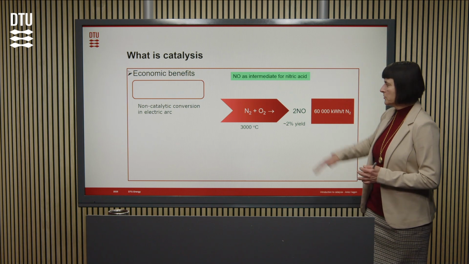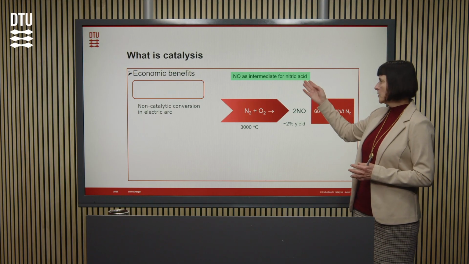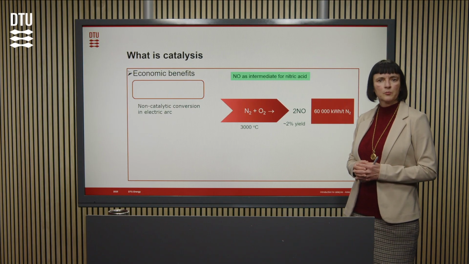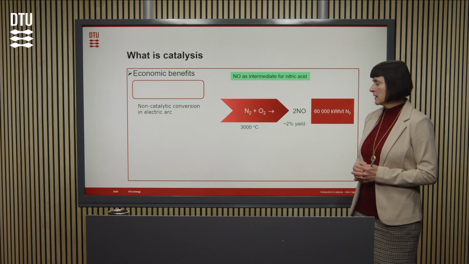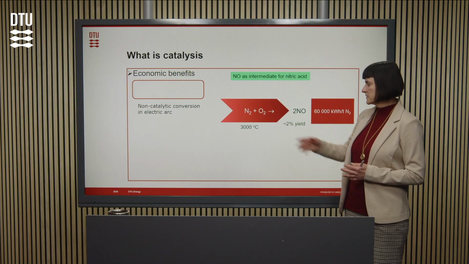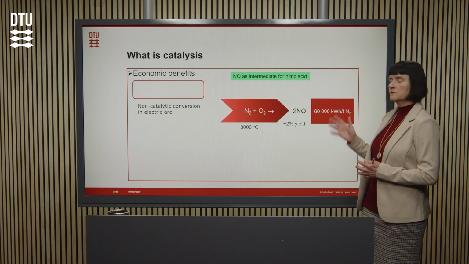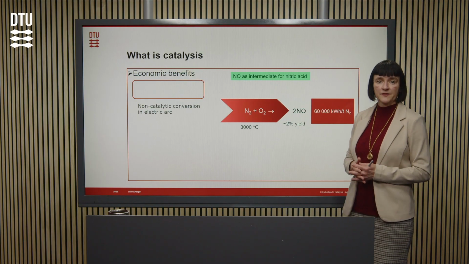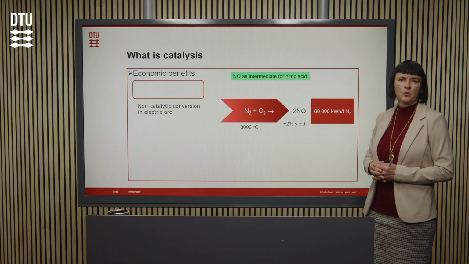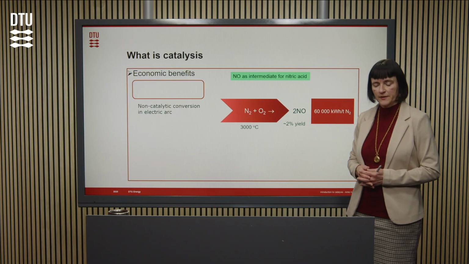For example, we would like to have nitrous oxide as an intermediate towards nitric acid, a very important chemical in the industry. You can do this without a catalyst. Then you react nitrogen and oxygen. You have to go to very high temperatures in an electric arc. You use a very high amount of energy, and you get only a very small yield, only 2% of these gases are converted to NO.